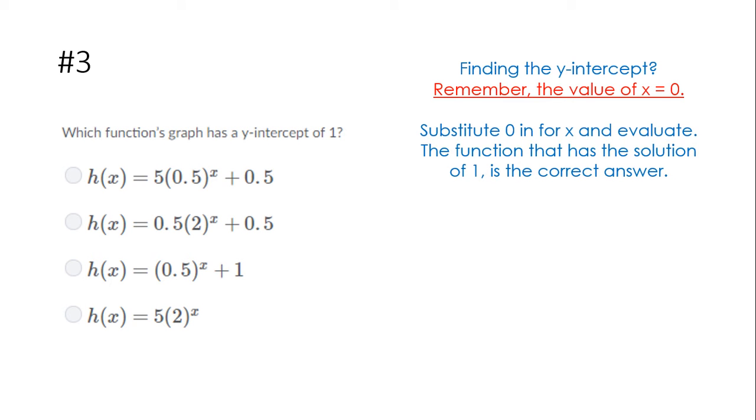Okay, number 3: which function's graph has a y-intercept of 1? So remember the value of x equals 0 and we're looking for the y-intercept. For each one of these, you're going to substitute in 0 for x. You're plugging in 0, plug in 0, plug in 0. And we want to know which one of these gives us 1 for an answer. Whichever one gives us 1 is your answer. The one that gives you 1 for an answer is the correct answer.